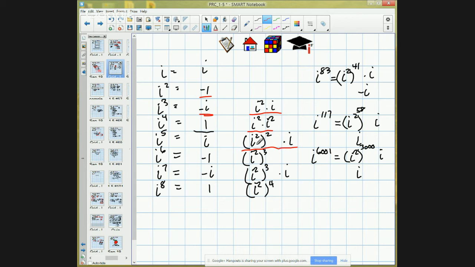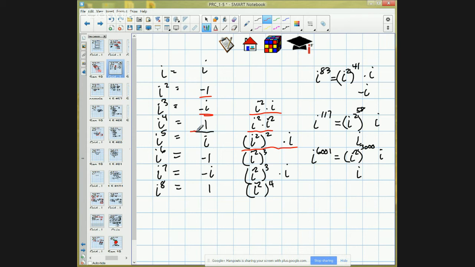Why did I write it this way? Because i squared is the one guy we know, right? What's i squared equal to? -1. What's -1 times itself? +1. And what's 1 times i? i.